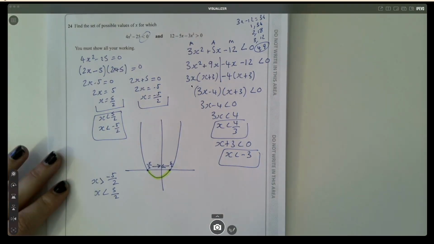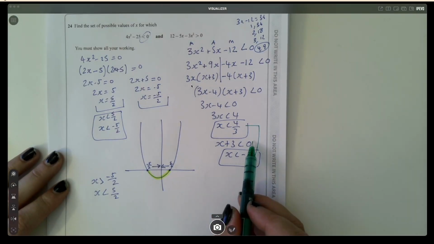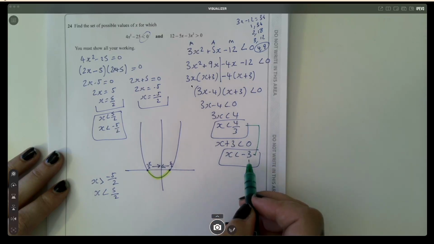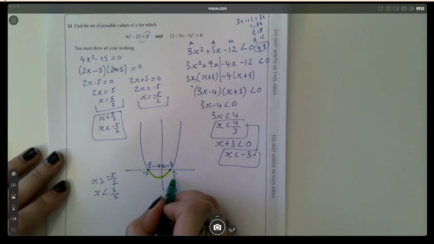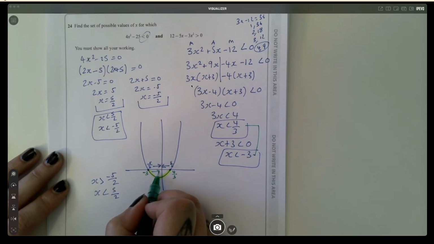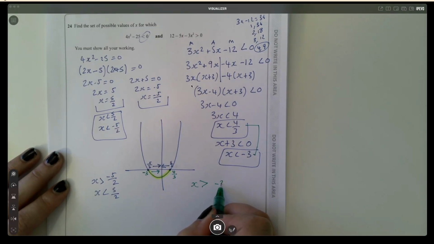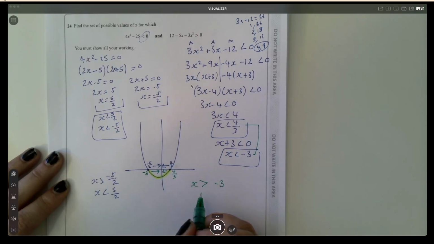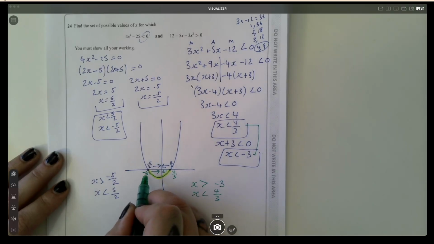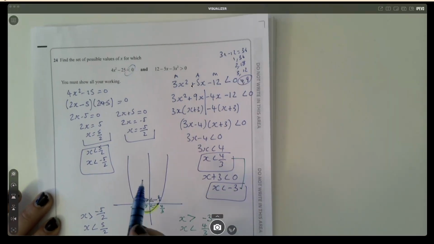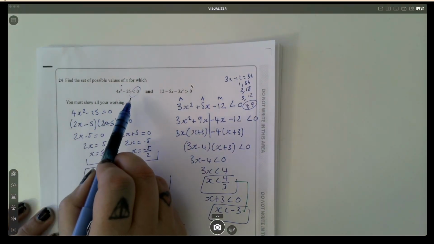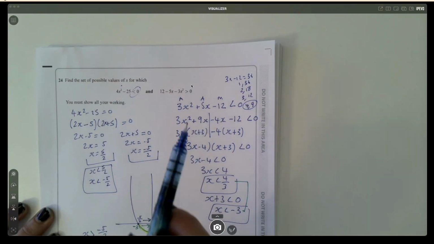Okay, so if I was going to do the same with these two solutions that we found here, again, I'm dealing with less than 0, and I've got 4 over 3 and a negative 3. So the negative 3 root would be there, the 4 over 3 root would be there. So again, I'm wanting x is greater than negative 3, but less than 4 over 3, because I want to include these solutions here that are below 0, below the x-axis. So now I'm finding the set of possible values that satisfy this inequality and this one.